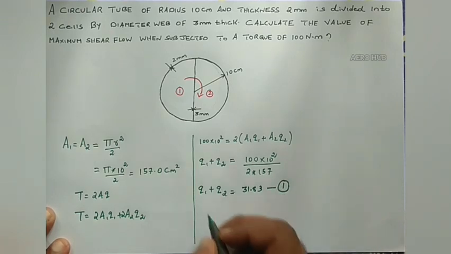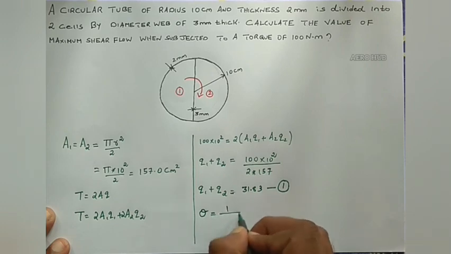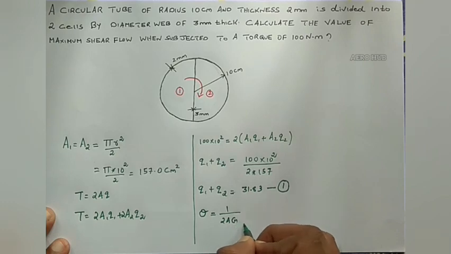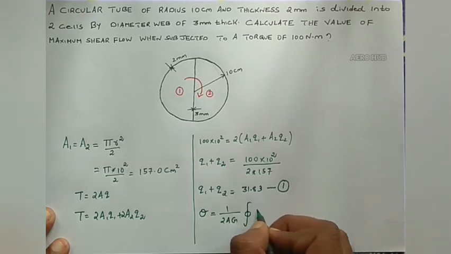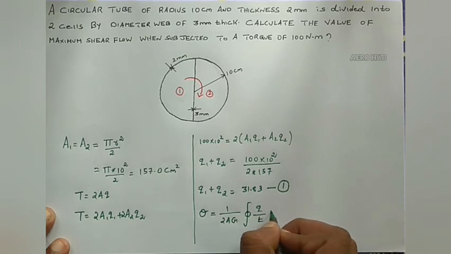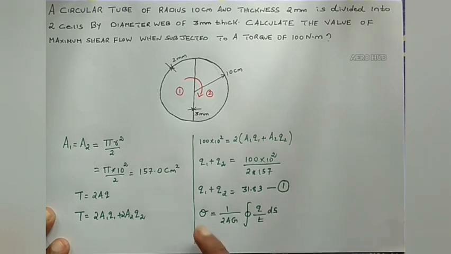Okay, now we have the equation for theta. Theta is nothing but the twist rate or angle of twist, 1 by 2AG integral over the closed loop q by t into ds. Now we'll find out theta 1 and theta 2. You have to understand the area is same for cell 1 and cell 2. So I can just write 2AG theta 1 or 2AG theta 2 because the area of cell 1 and cell 2 are the same.